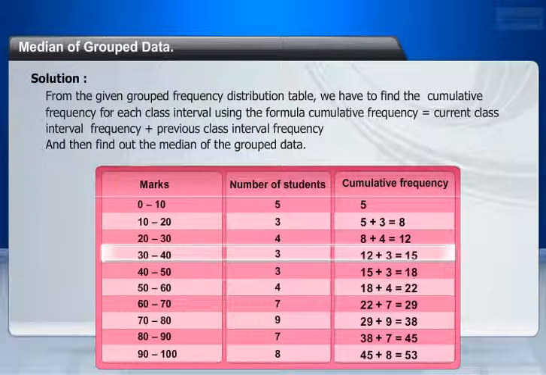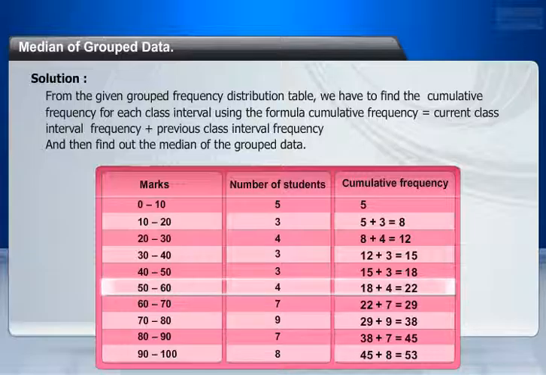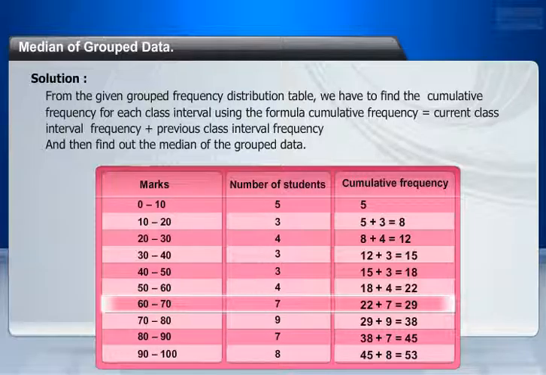For the class interval of 30 to 40, as the number of students are 3, cumulative frequency is 12 plus 3 equals 15. For 40 to 50, as the number of students are 3, cumulative frequency is 15 plus 3 equals 18. For 50 to 60, as the number of students are 4, cumulative frequency is 18 plus 4 equals 22. For 60 to 70, as the number of students are 7, cumulative frequency is 22 plus 7 equals 29.